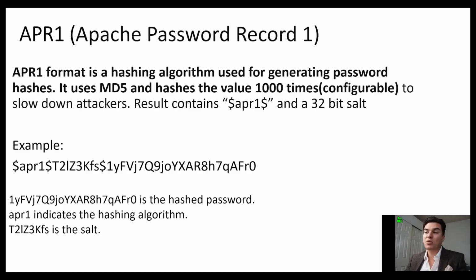Now, Apache Password Recovery 1, APR1, is a hashing algorithm used for generating password hashes, and it uses MD5 and hashes that value about 1,000 times. It is configurable, and it is meant to slow down attackers. So it just keeps hashing the hash value 1,000 times. So it's a very slow process.